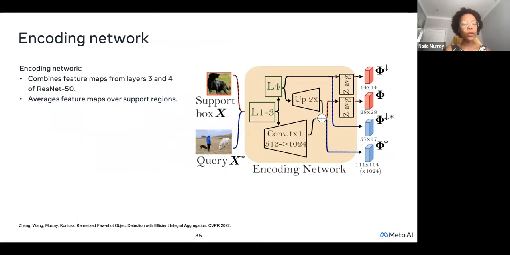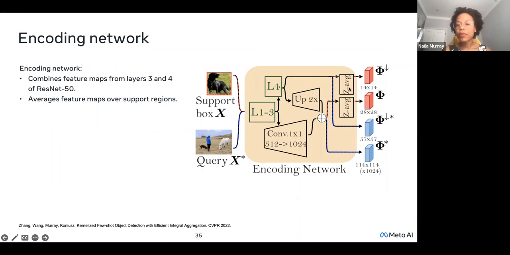So the encoding network I won't go into a ton of detail. I'll just keep it to what's necessary. This is basically extracting feature maps from ResNet 50. ResNet 50 is a convolutional network with 50 layers, and as you go deeper into the network, you increase the number of features, the dimensionality of your channels, and then you decrease the resolution.